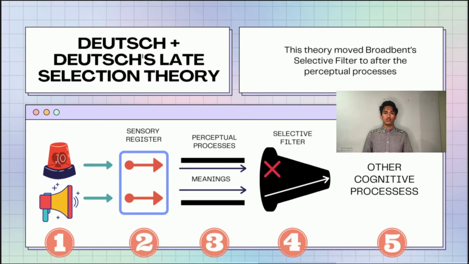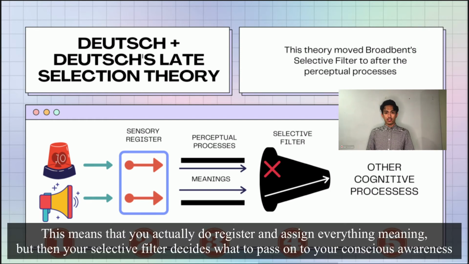Next is Deutsch late selection theory. This theory moves Broadbent's selective filter to after the perceptual processes. This means that you actually register and assign meaning to everything, but then your selective filter decides what to pass on to your conscious awareness.